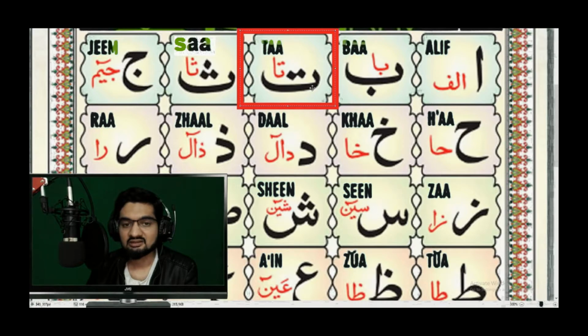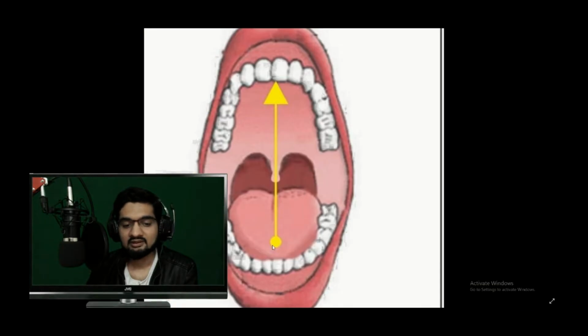This is the next Arabic alphabet, Ta. When the tip of our tongue touches the upper gum line of the front teeth, that is how we pronounce the letter Ta.